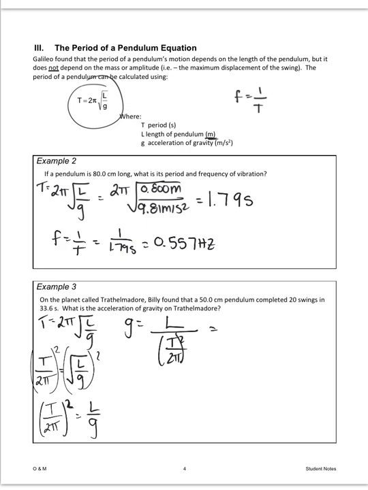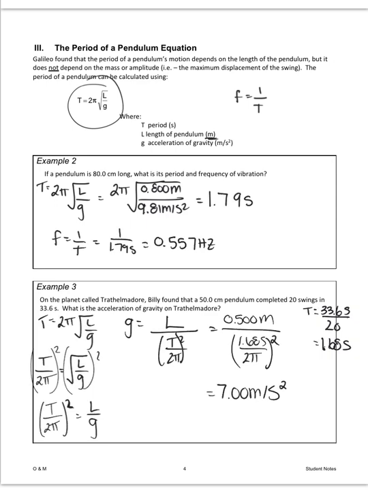All right, sub in what we know. First off, we need to calculate T. T is equal to the time it takes to do one swing. So we'll divide the time it took to do 20 swings by 20, and we get 1.68 seconds per swing. So put that in: 0.500 meters divided by 1.68 seconds over 2 pi, all squared. And I get 7.00 meters per second squared.